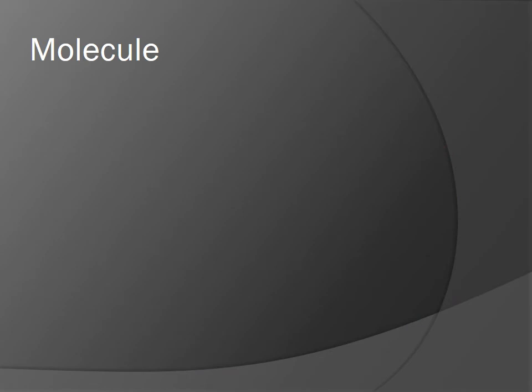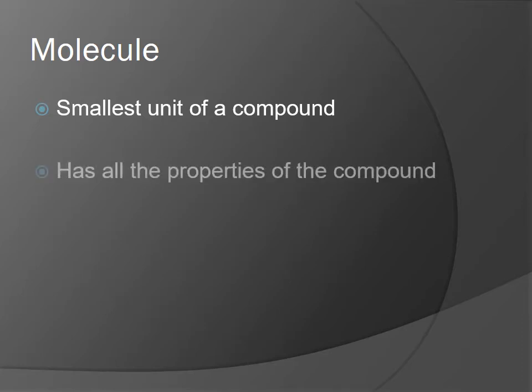Okay, molecules. Molecules are the smallest part of a compound, very much like elements are the smallest part. Let me say that one more time. Atoms are the smallest part of elements. Molecules are the smallest parts of compounds. Just like atoms and elements, molecules will have the properties of the compound.